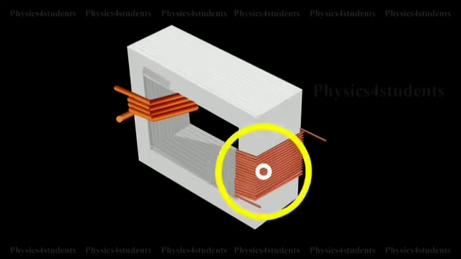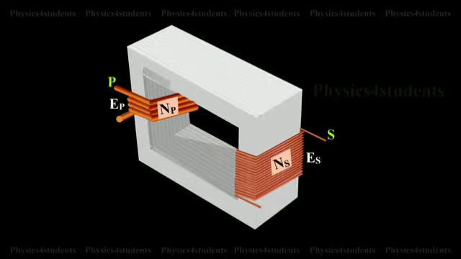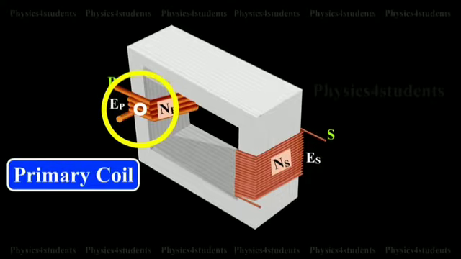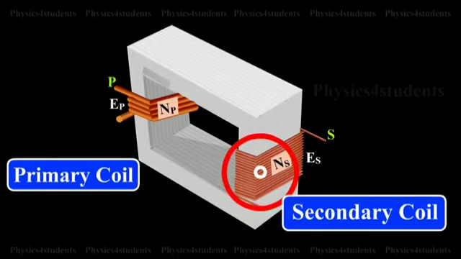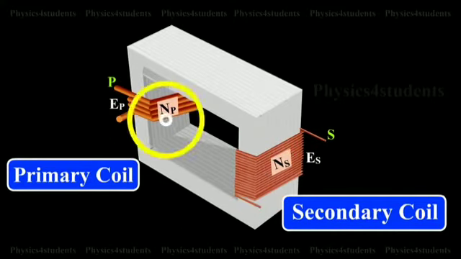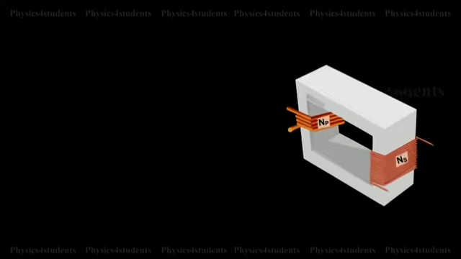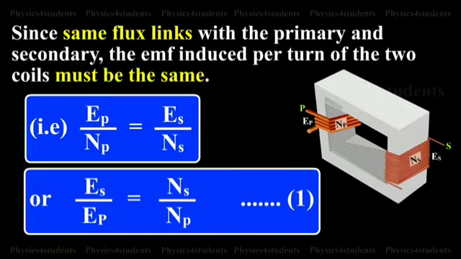If the primary coil is connected to a source of alternating voltage, an alternating magnetic flux is set up in the laminated core. If there is no magnetic flux leakage, then whole of magnetic flux linked with primary coil is also linked with secondary coil. That means the rate at which magnetic flux changes through each turn is same for both primary and secondary coil. EMF induced per turn of the two coils must be the same.